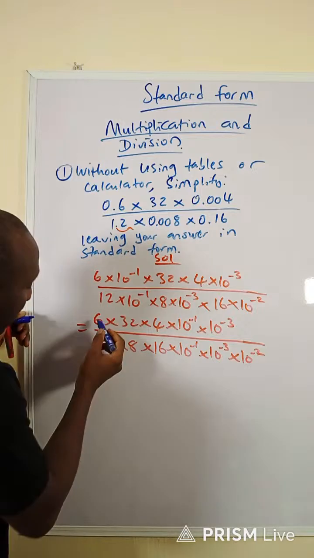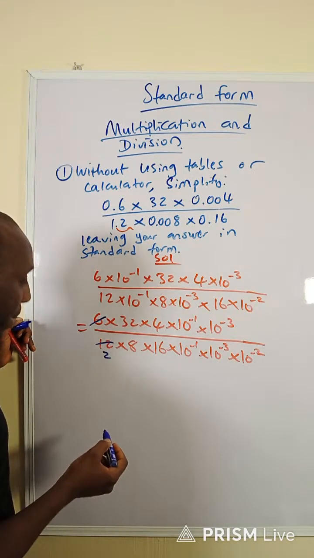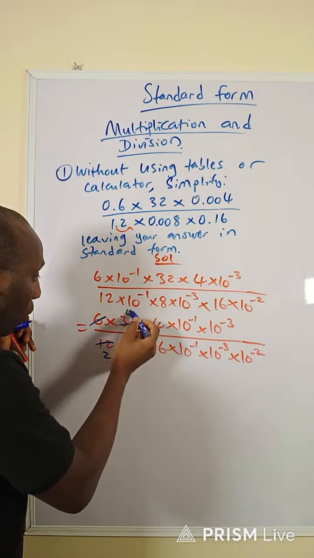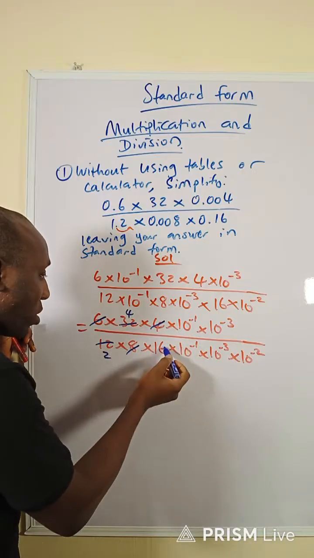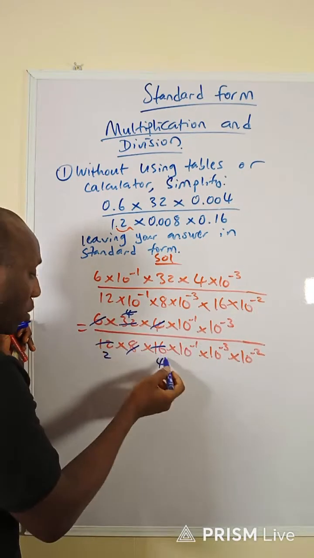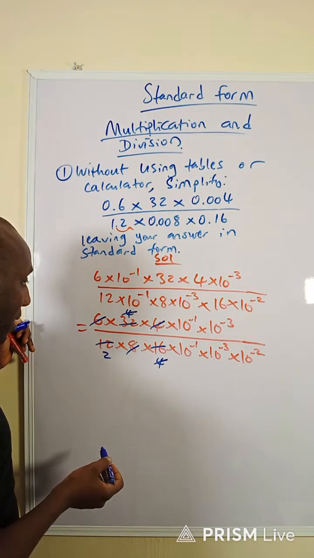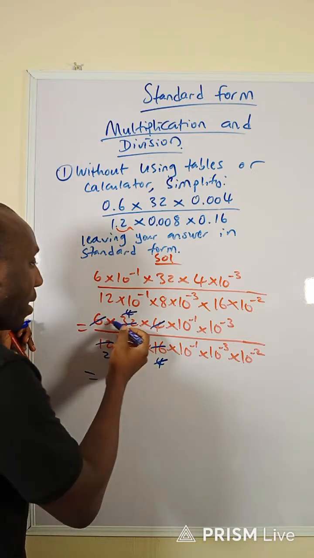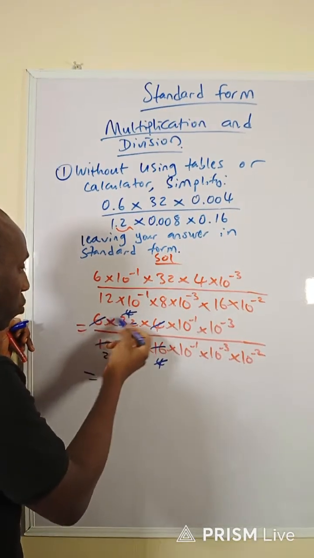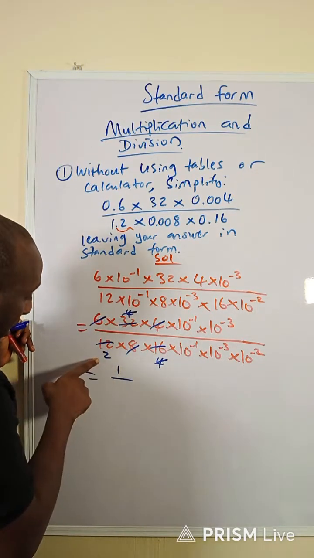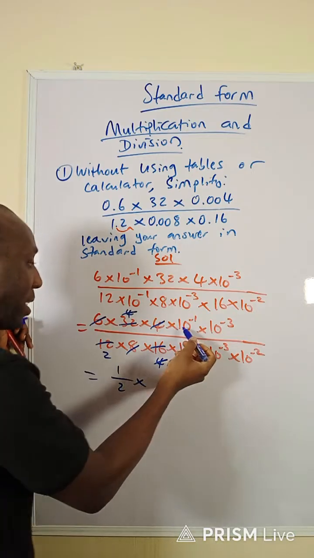Let's go now. 6 into 12 is 2. 8 into 32 is 4. And 4 into 16 is 4. 4 cancels 4. You see what I'm doing, guys? What do I have left? There is 1 here because we have divided, so you have 1 over 2 here. But we still have the 10s here.